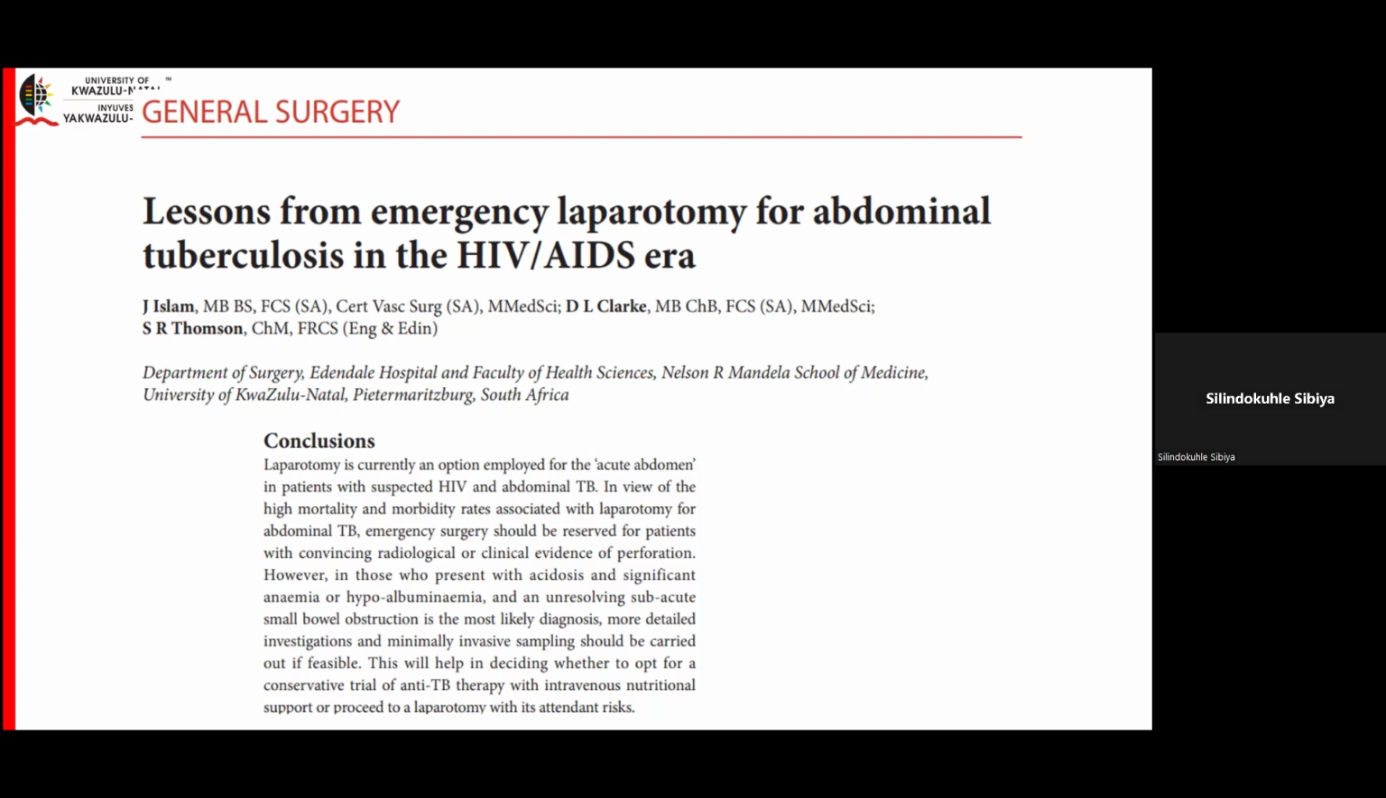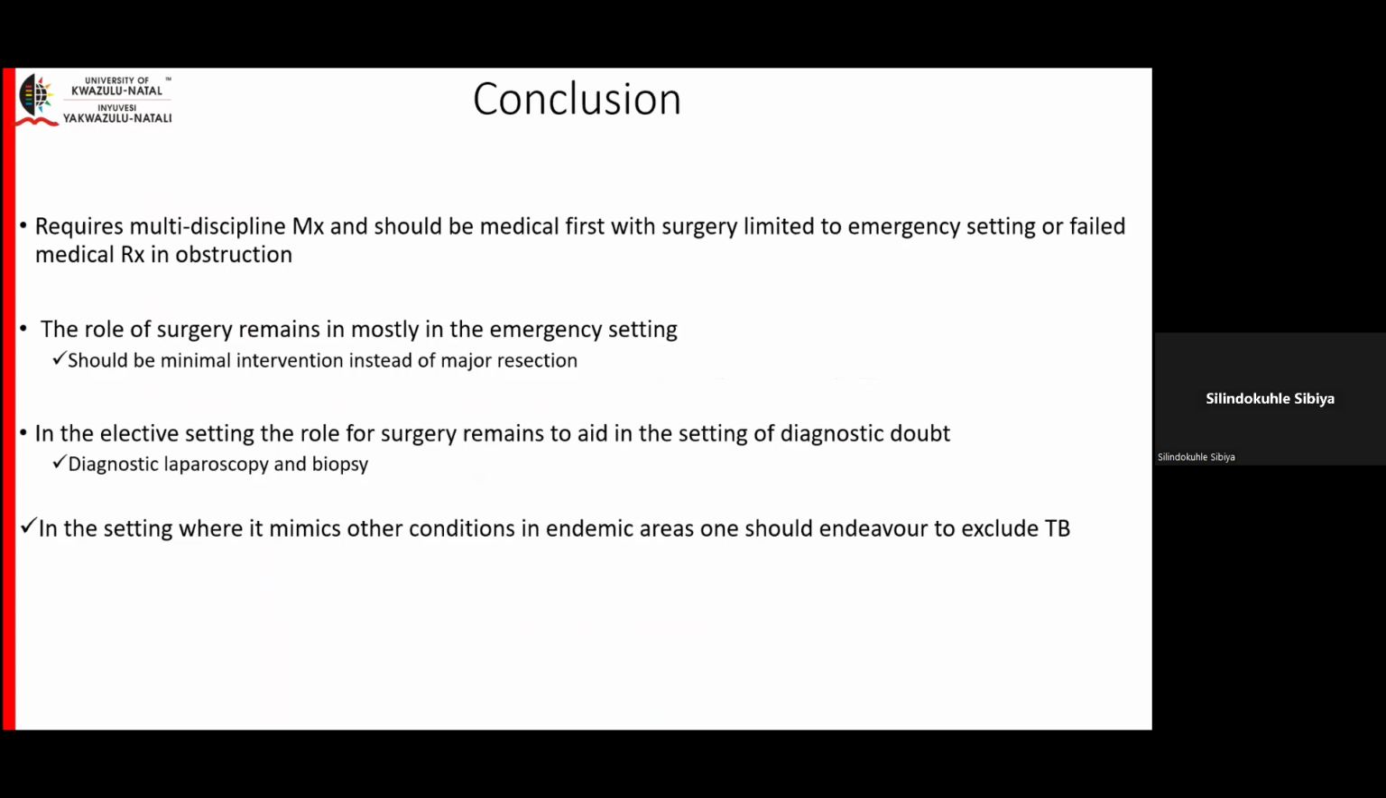And this will help in deciding whether to opt for a conservative trial of anti-TB treatment with intravenous nutrition support or proceed to laparotomy with its attendant risk. So in conclusion, I think ileocecal TB requires multidisciplinary management and should be medical first, with surgery limited to the emergency setting or failed medical treatment in the setting of obstruction. The role of surgery remains mostly in the emergency setting and should be minimal intervention instead of major resections.